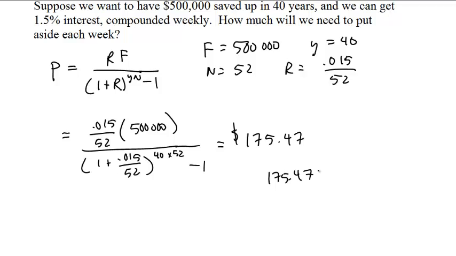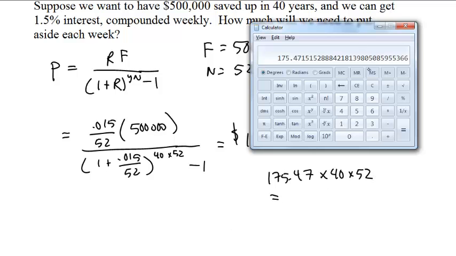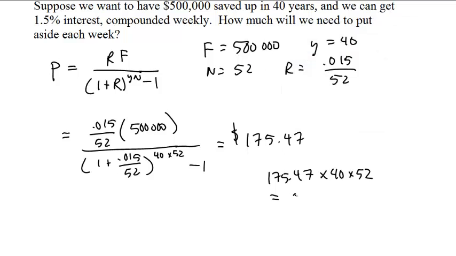If assuming that there's 4 weeks in a month, and there's more than 4 weeks in a month. This times 40 times 52 is the total number of payments, the total amount of money that you put in. But see, here's the beautiful thing about interest. Over the course of those 40 years, you will have put in a total of $364,980, and the other $135,000 is interest.